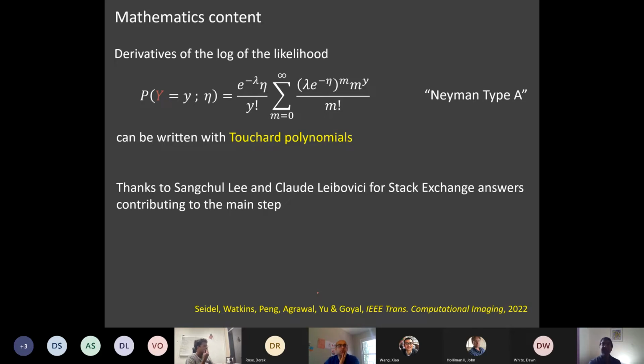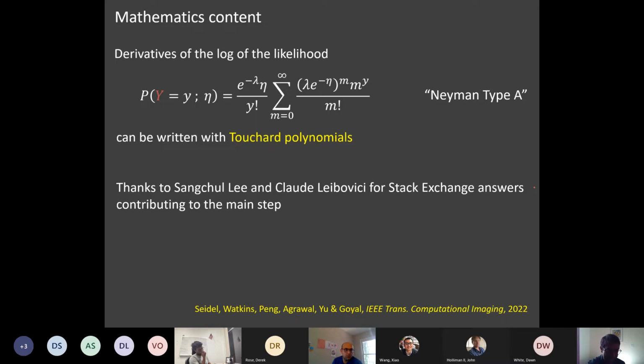Okay, and just to give you one small bit of mathematical observation. Part of the fun math that came in doing this work was to deal with the derivatives of the log likelihood, where, remember, the likelihood is itself this ugly infinite series. And we showed that the derivatives of the log likelihood of a Neyman type A distribution, that is, the derivatives both with respect to lambda and eta, can be written using Touchard polynomials. And we exploit that in the numerical algorithms that are presented. And in fact, it was a fun part of the project.